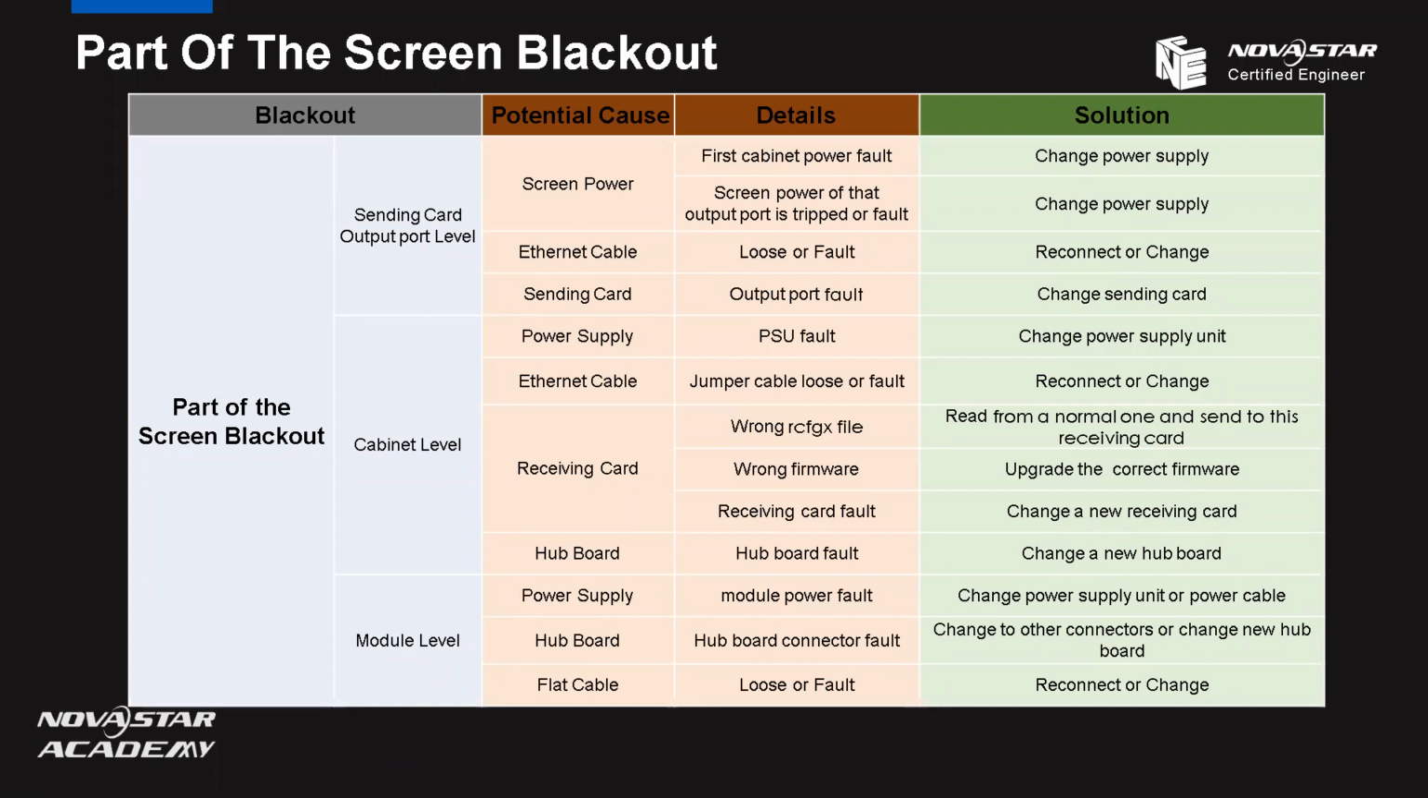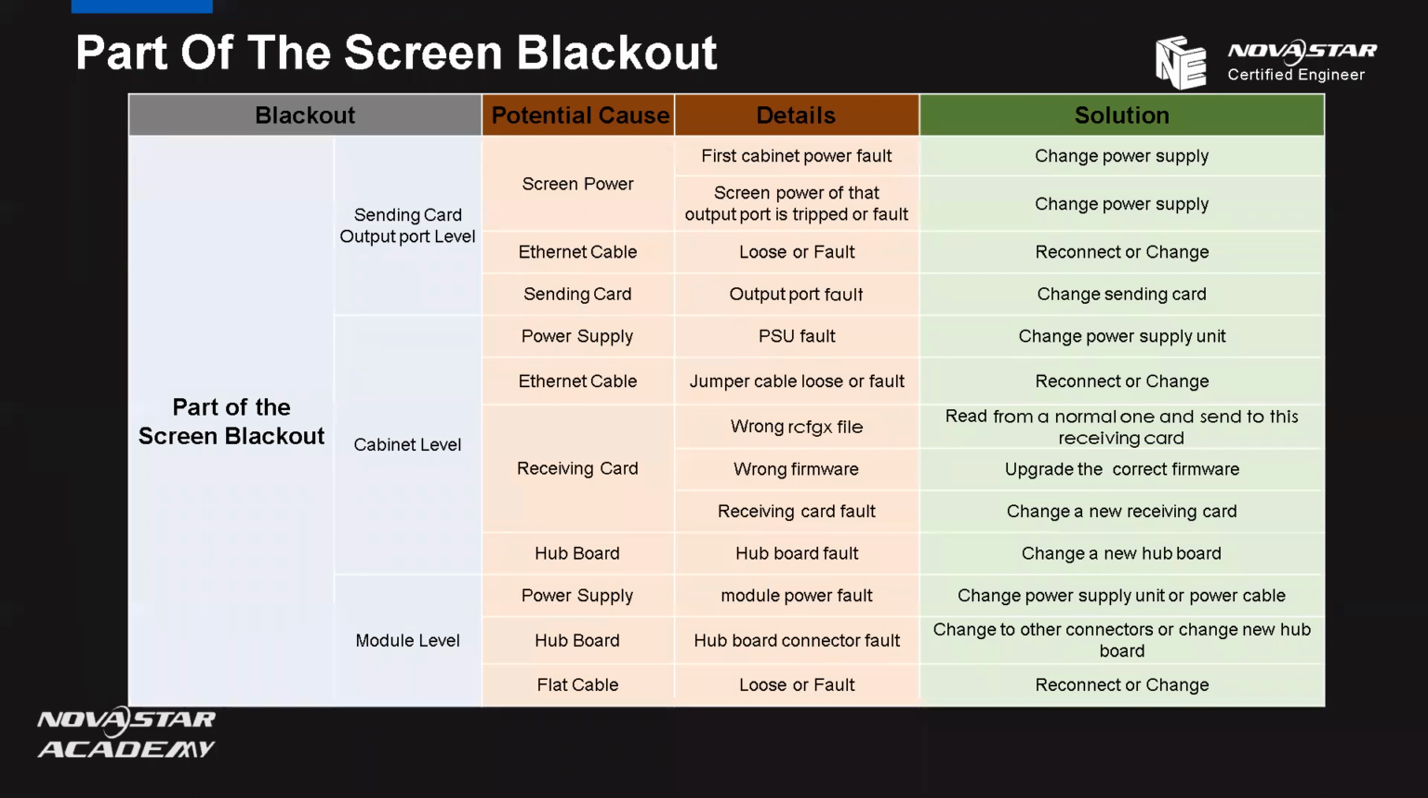For the grid power issues, we just need to change the power supply to fix the problem. It is pretty easy. And the second one is the Ethernet cable. We need to check whether the Ethernet cable is loose or faulty. If it's loose, just reconnect it. If it's faulty, you need to change it to a new one. And third, we need to check the sending card to make sure the output port is working well. If you have a spare output port, you can switch to it and see whether your screen returns to normal display. Or sometimes you have already run out of ports, and you can change the sending card to locate the issue. So this is for the output port level blackout issue.